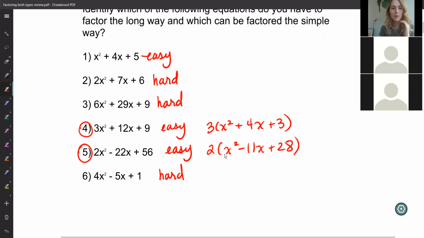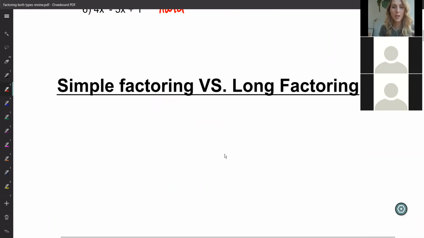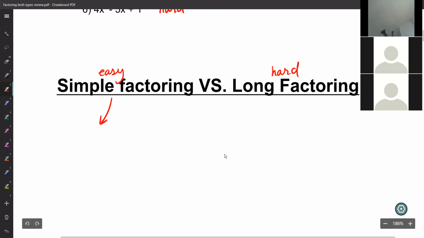So that's our first part. Just to recap here, we have simple factoring or easy factoring versus long factoring or hard factoring. Easy factoring happens when a equals 1. So we would have y equals ax squared plus bx plus c. And simple factoring is going to happen when a is equal to 1 or can be common factored out.